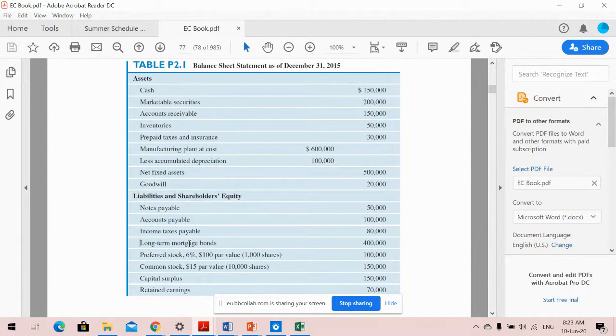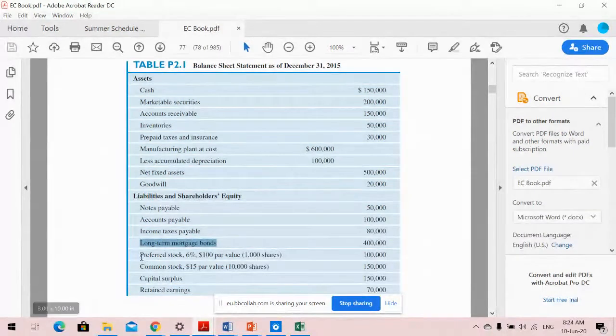Long-term mortgage bonds, normally for real estate, are for 20, 30 years. So you put it in the second section. So this is also not a current liability. So these 1, 2, 3 are our current liabilities.